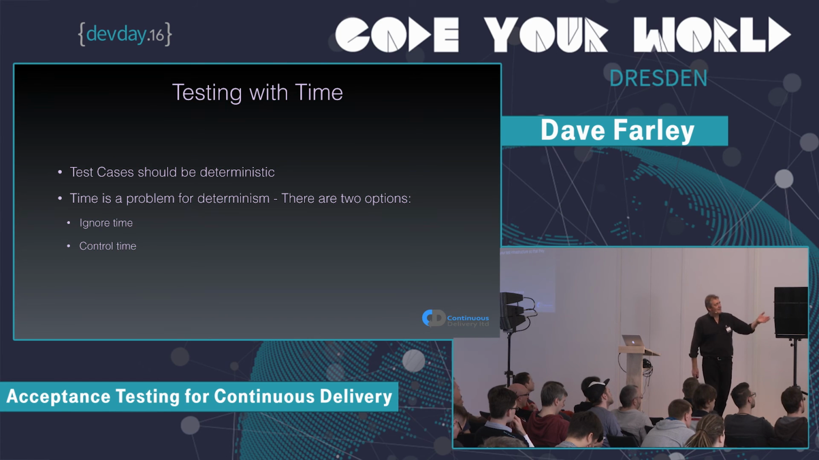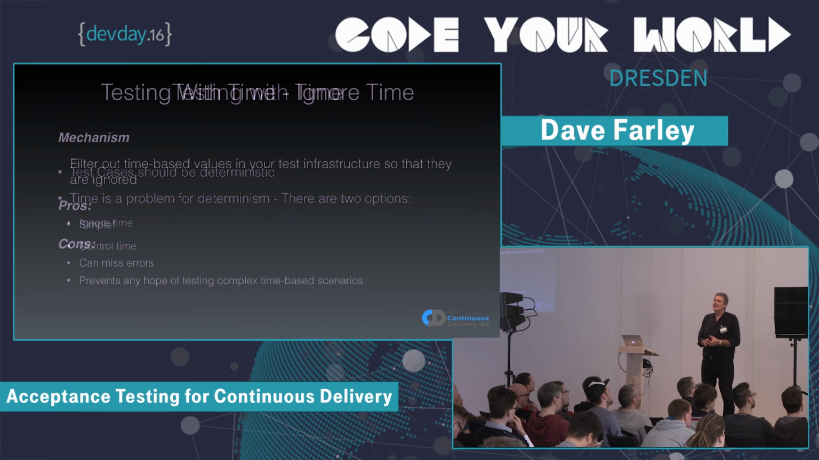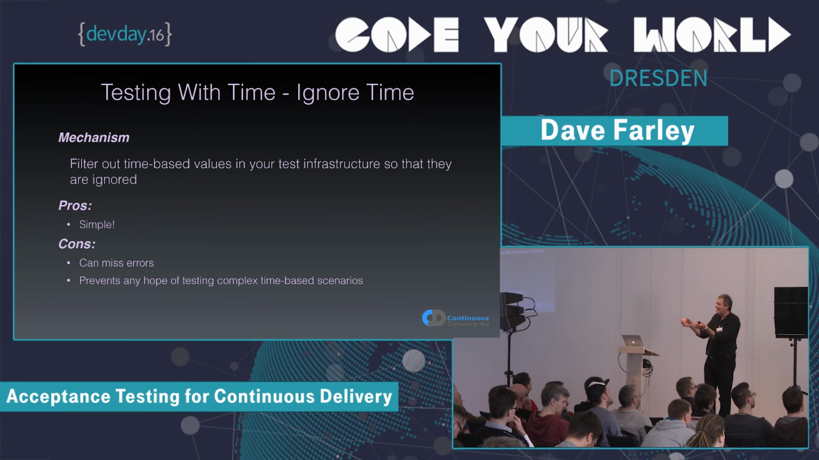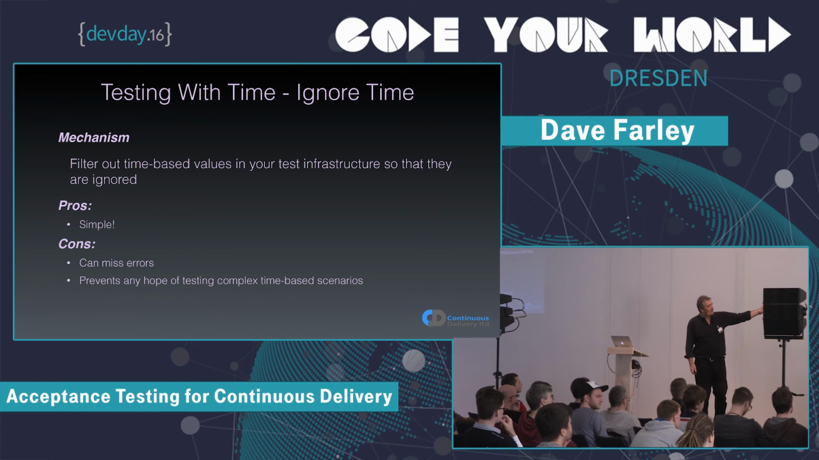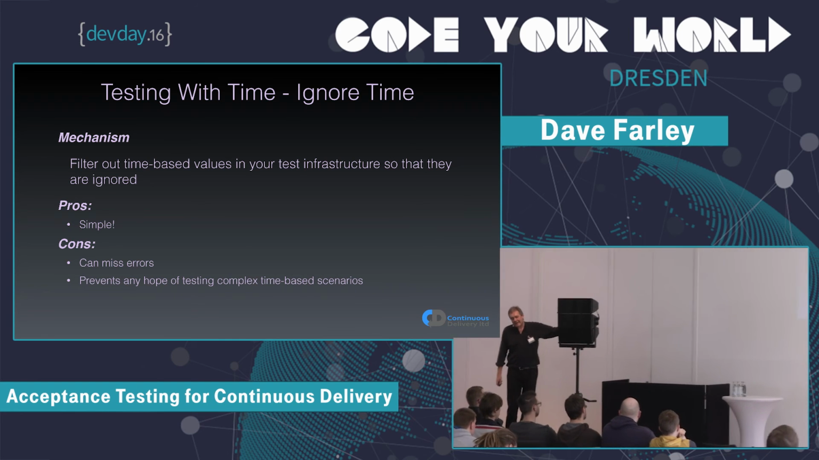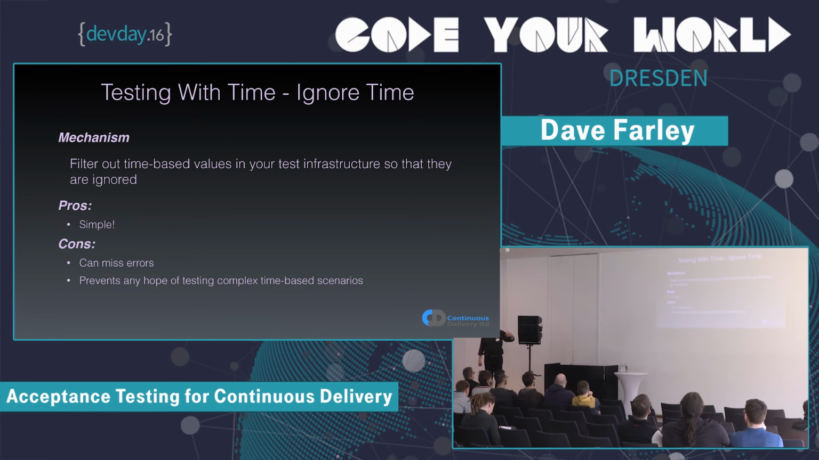In the first case, if time's not very important, you can blank out any field that has a time in it and just ignore the time fields when you're comparing, is this interaction like this interaction? It's okay. It's very simple to do. It can miss errors, and it prevents any hope of testing complex scenarios.